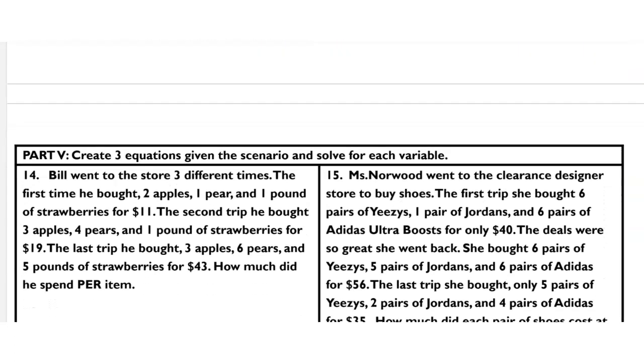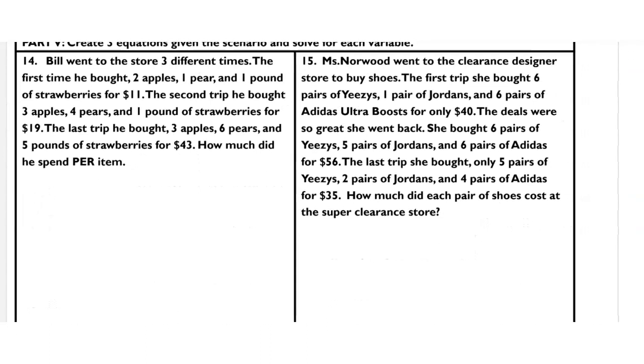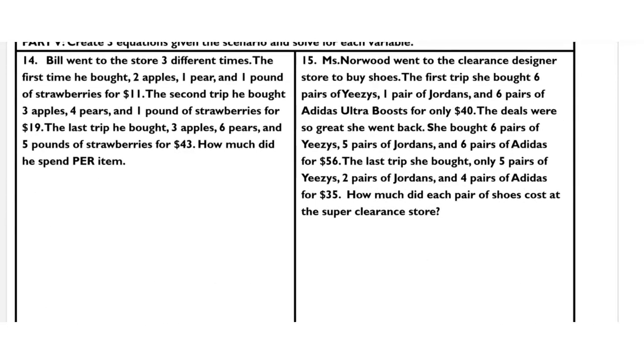The last one we did an example on in class, but let's go ahead and do number 14. Went to the store the first time. We bought 2 apples, 1 pear, and strawberries. So I'm going to use A for apples, P for pear, and S for strawberries. So we've got 2A plus 1P plus 1S is equal to 11. That's going to be my total.